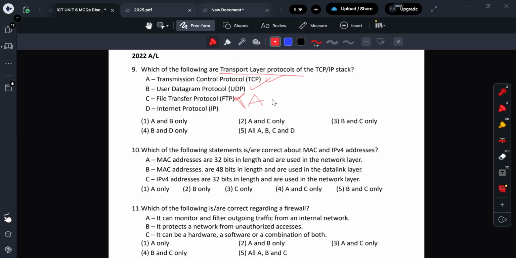If you have that printed too, just write application layer, right? And Internet Protocol, which layer is it in? Network layer, IP, okay? Sorry. So the answer is option number 1, A and B only. Right.